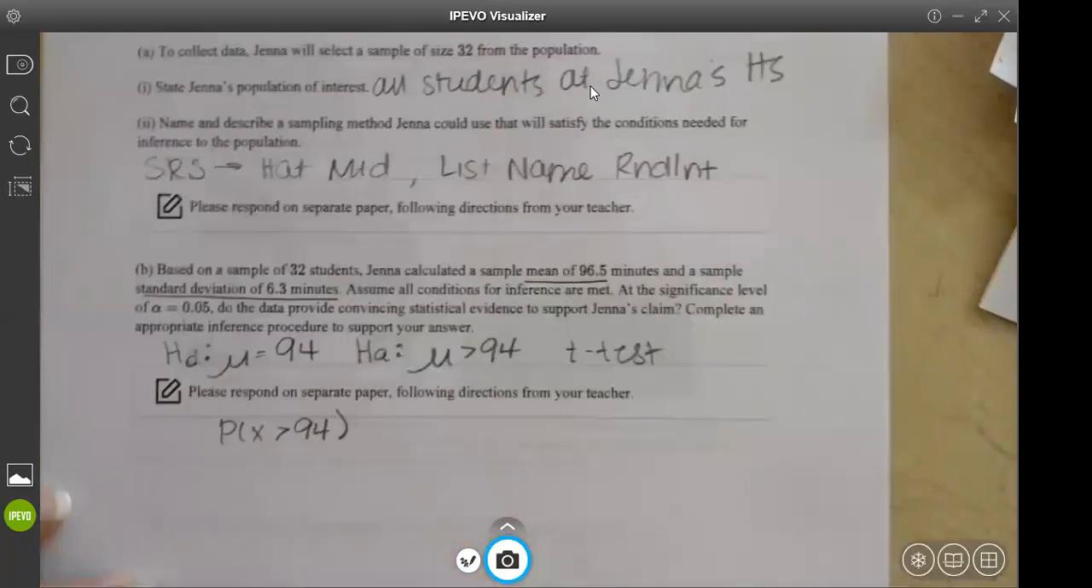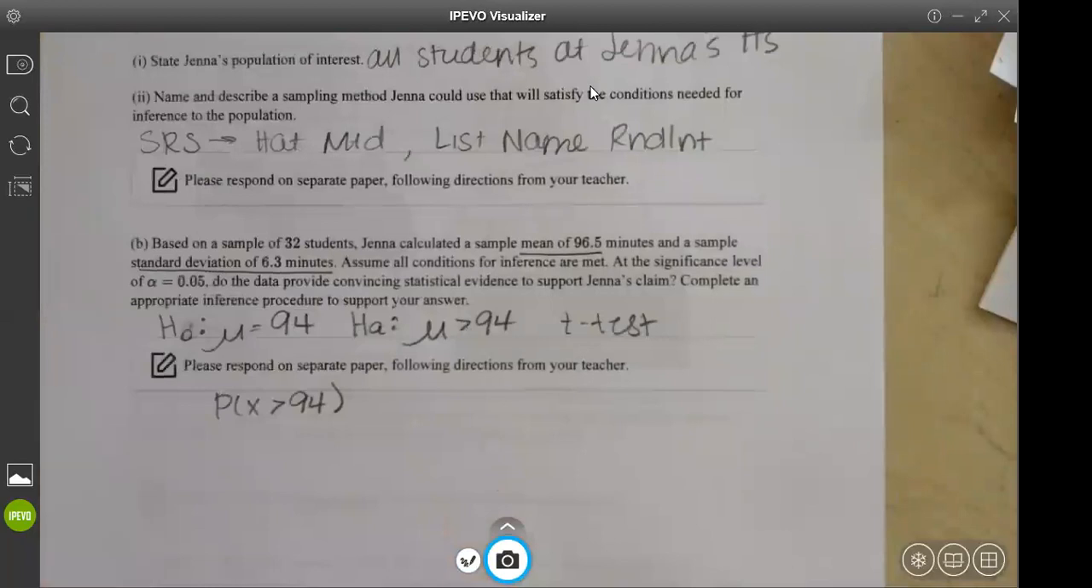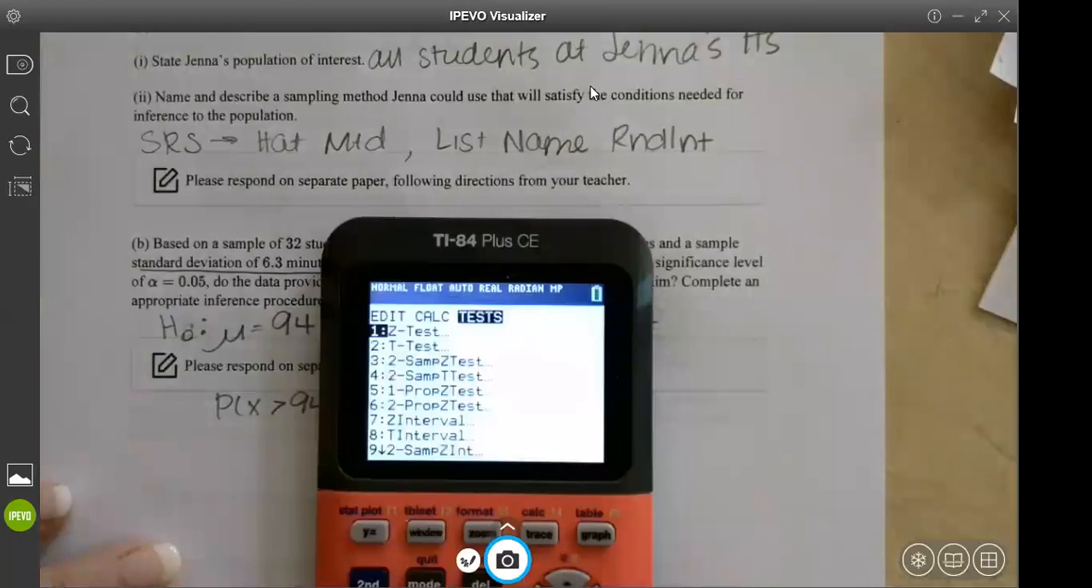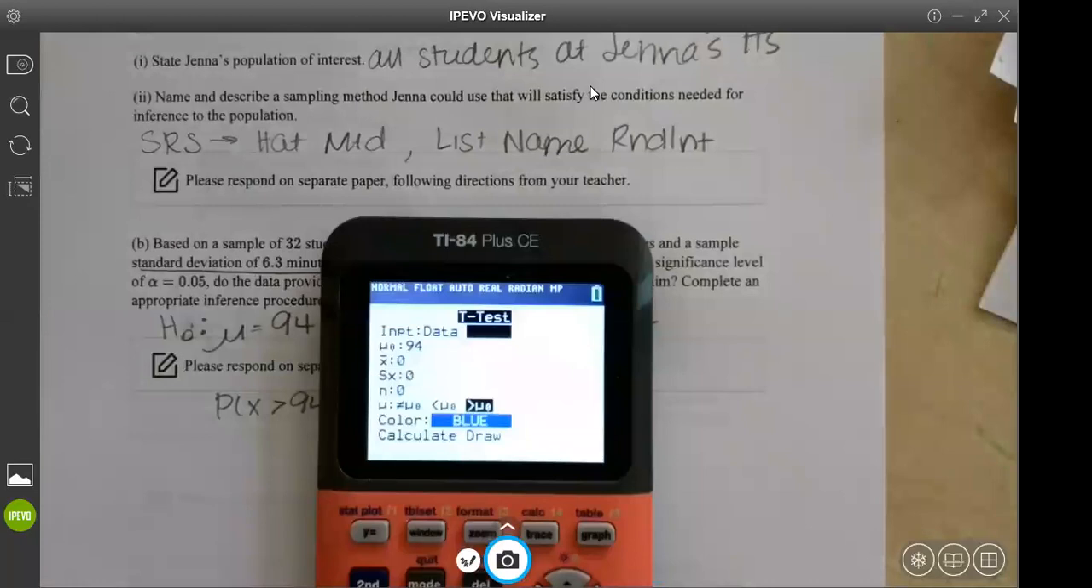How do we do this? What are we doing? Where's it at? It is stat, over to your test. We're going to go down to a t-test. If you need to write that on your paper so you remember where it's at, that's fine. We're going to do stats because we know them.